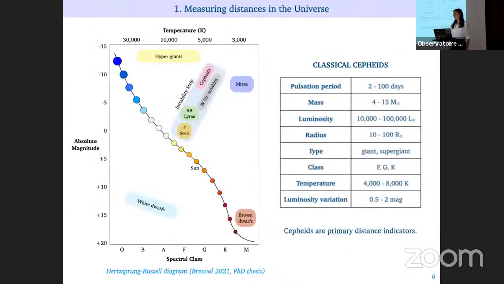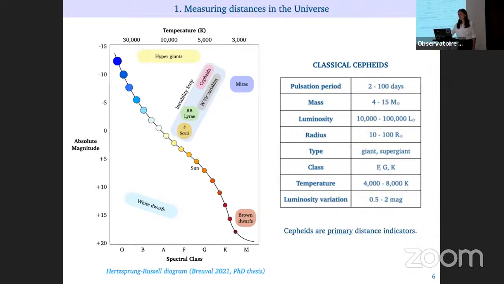So now a few words about Cepheid stars. Cepheids are located in a region of the HR diagram which is called the instability strip. It also contains other pulsating stars of different periods, but with the same pulsation mechanism. Cepheids have a period of about 2 to 100 days. They are intermediate to massive stars, but most importantly, they are very bright. Their brightness changes during a cycle by up to 2 magnitudes in the optical, but the color also changes during a cycle. And Cepheids are considered primary distance indicators.